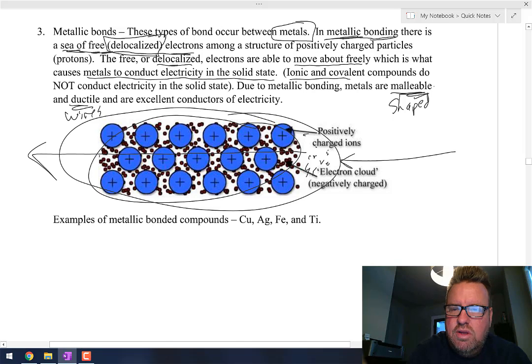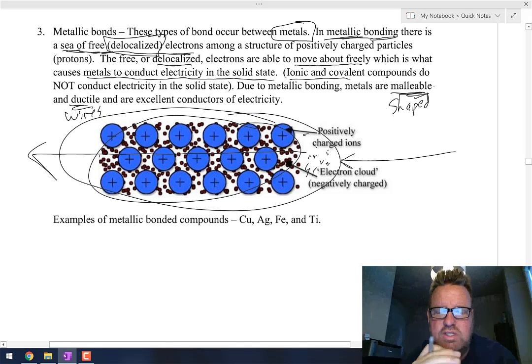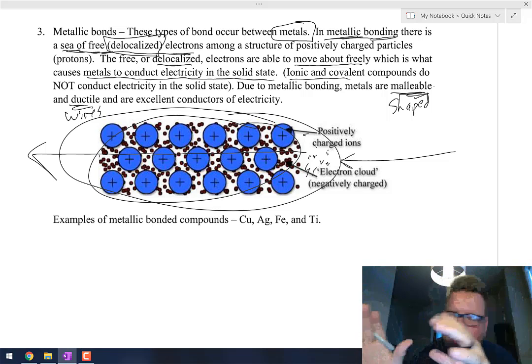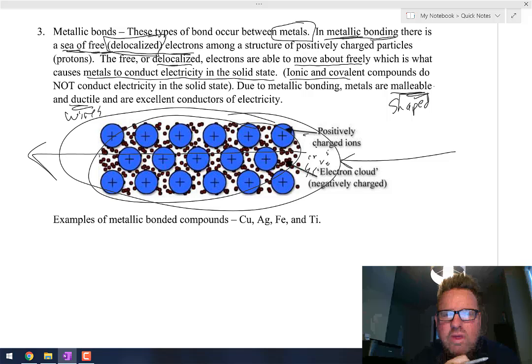Many times people refer to their spouses. They say, oh yeah, he's pretty malleable, which means I'm going to shape him how I want him, or I'm going to shape her how I want her. Okay? But metals you can shape in many, many different ways.